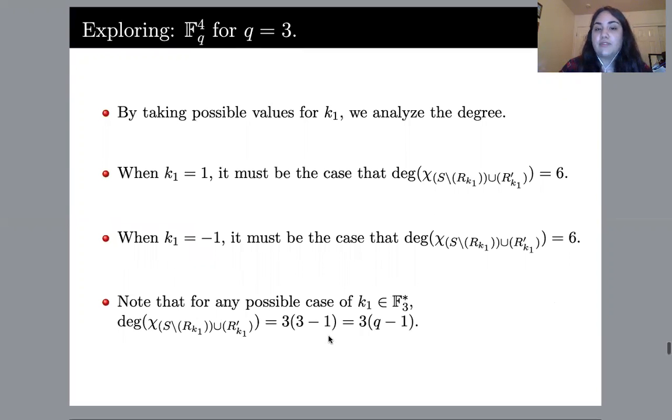So now by taking possible values of K1, we analyze the degree. We only have 2 possible values in F3 star. That is 1 and -1. When K1 is equal to 1, it must be the case that the degree is going to be 6. When K1 is equal to -1, it's also the case that the degree is going to be 6. Note that for any possible case that you take of K1 in F3 star, you're going to get the degree of 3 times 3 minus 1, which is exactly 3 times Q minus 1. And this is important because later on, I'm going to go ahead and show you a claim and a conclusion that we get when it comes to the degree of 3 times Q minus 1.